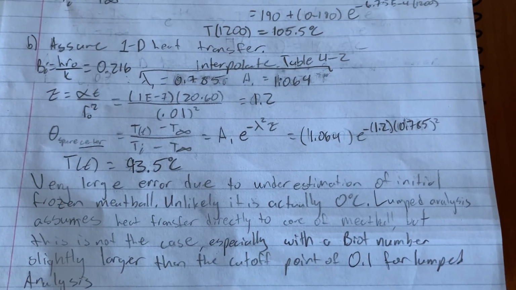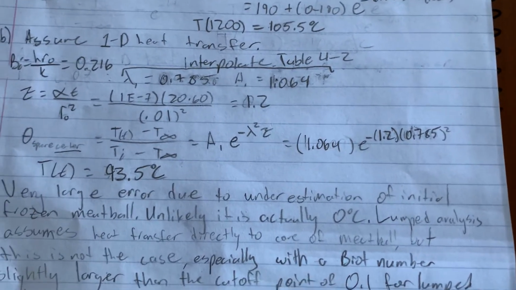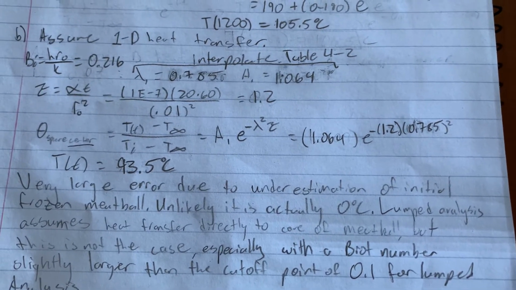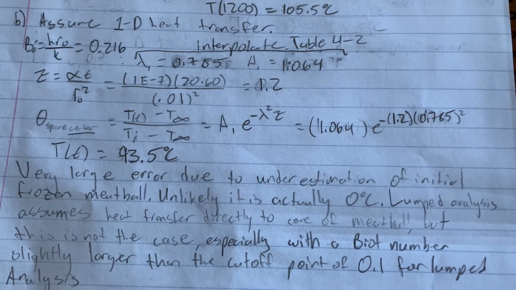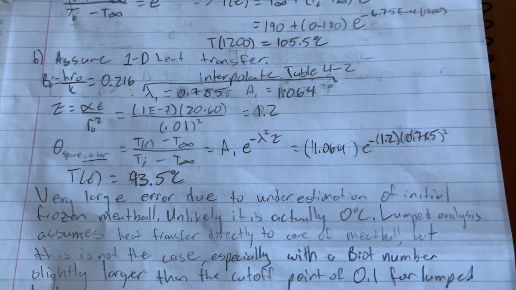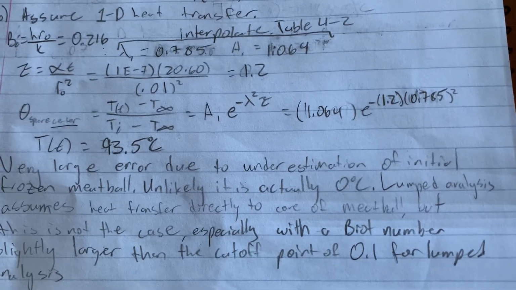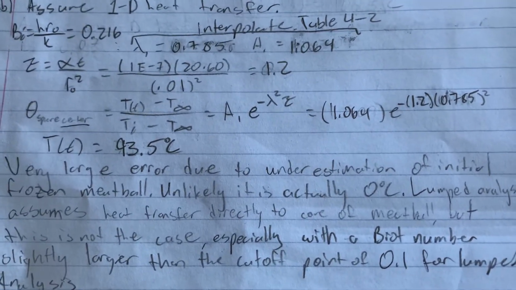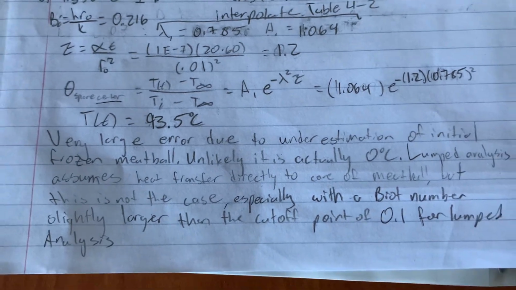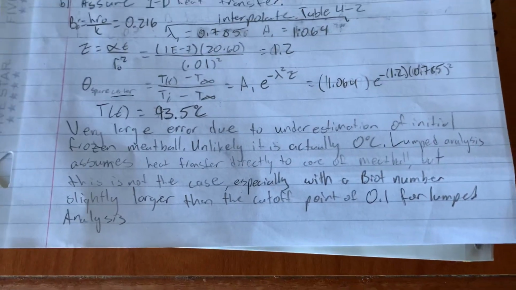We then need to find tau to plug into the simplified theta equation to solve for the temperature at the center of the sphere. And we have everything but T of t at 1200 seconds, and we find that temperature to be 93.5 degrees Celsius, which seems to be more accurate.